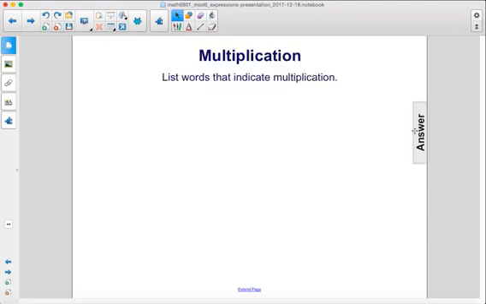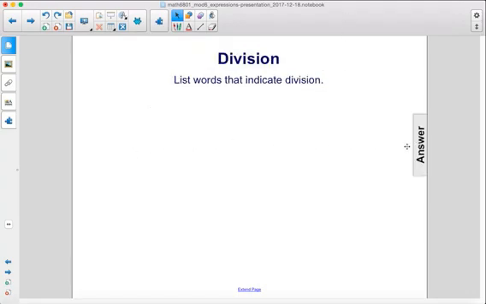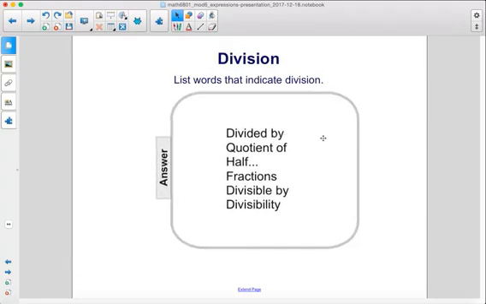List words that indicate multiplication. We have product, times, of, twice, double, and multiplied by. List words that indicate division. Divided by, quotient of, half, fractions, divisible by, or divisibility.